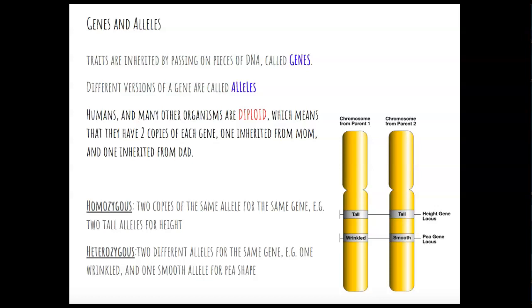Humans and many other organisms are diploid, which means that they have two copies of each gene. One is inherited from mom and one is inherited from dad. In a diploid organism, homozygous means that the individual has two copies of the same allele for the same gene, such as two tall alleles for height or two alleles for blue eyes. Heterozygous means that the individual has two different alleles for the same gene, such as one wrinkled and one smooth allele for pea shape.